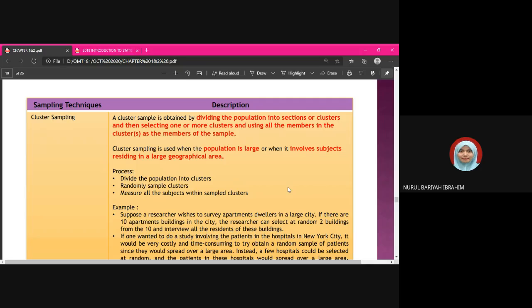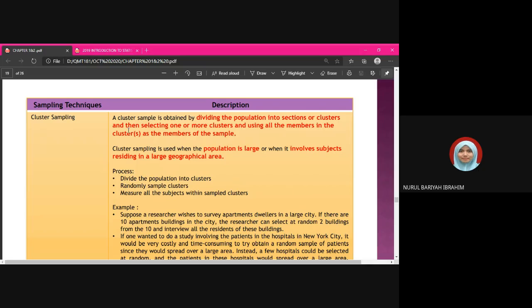And usually we will use cluster sampling if the population is large. Okay, our population is large, so the researcher tends to use the cluster sampling technique. Okay, so macam mana dia punya process of cluster sampling technique?